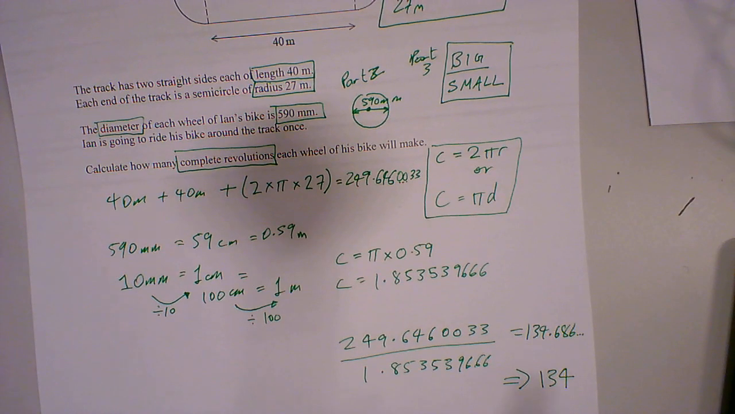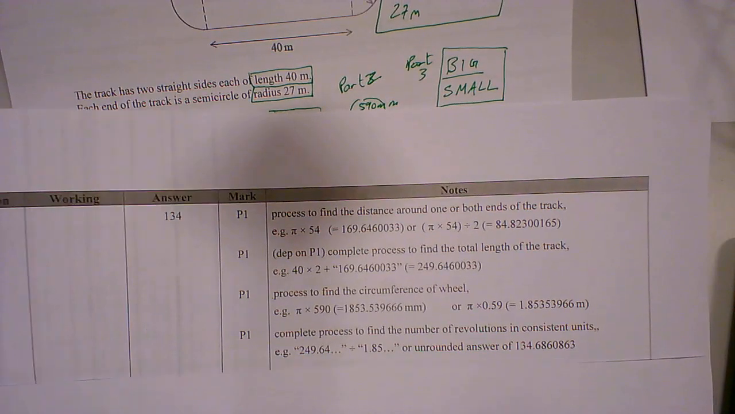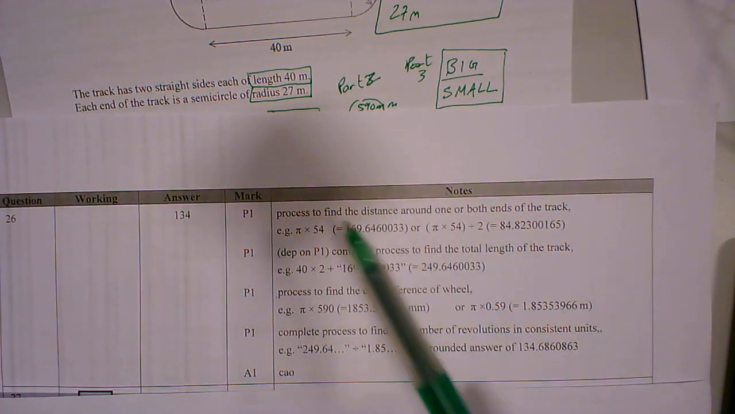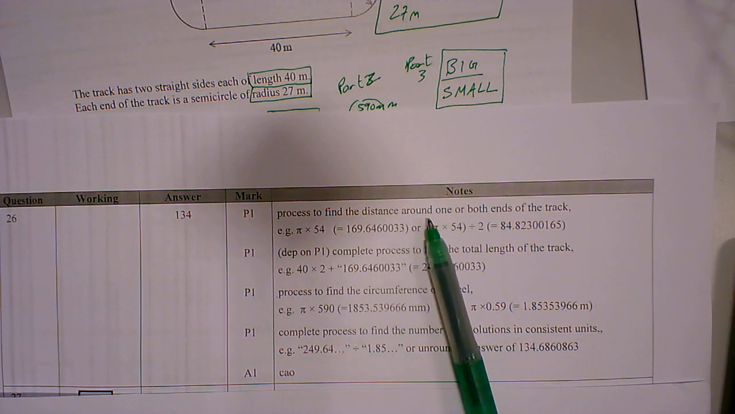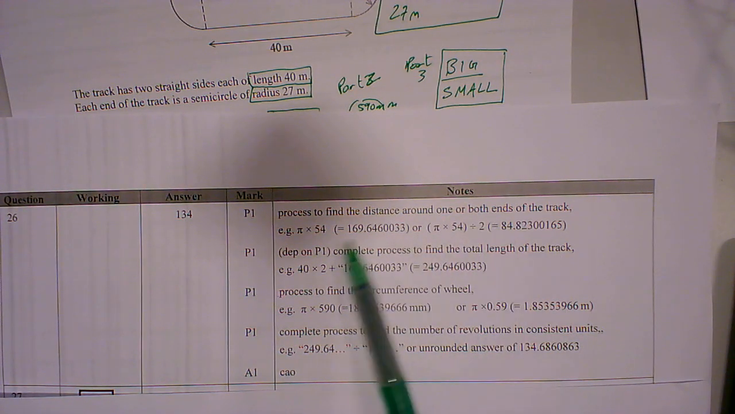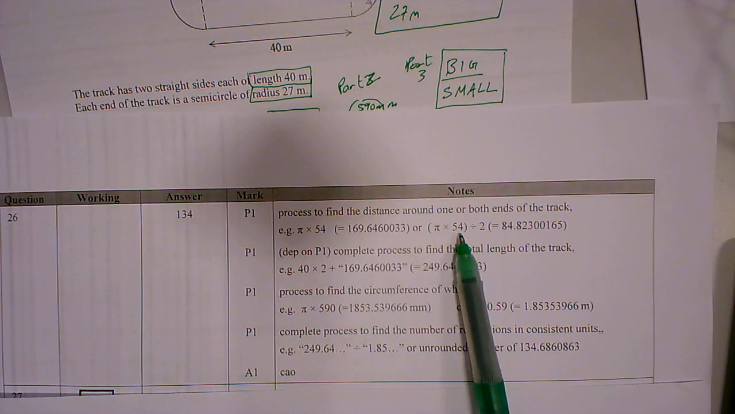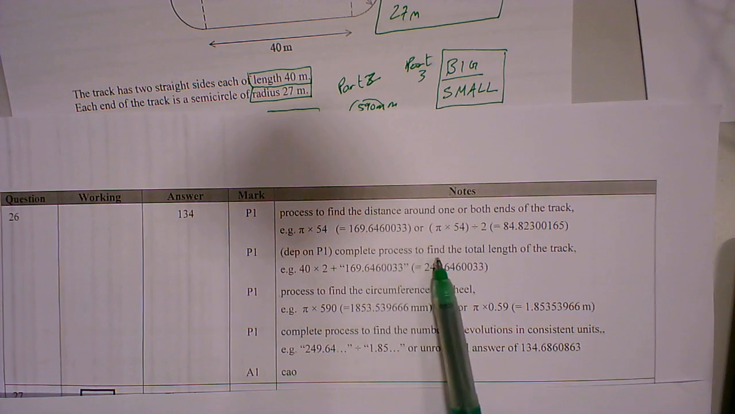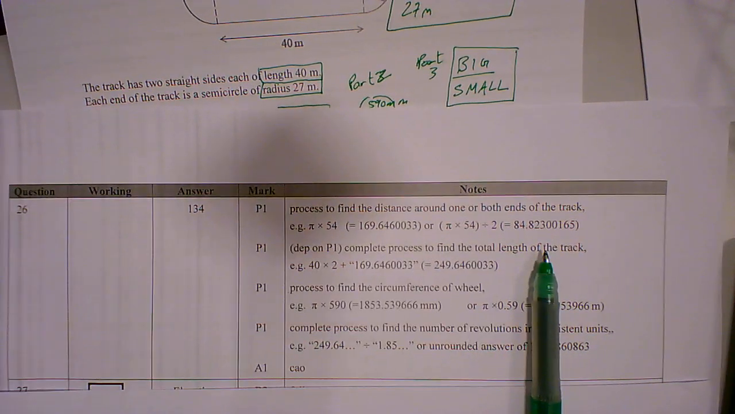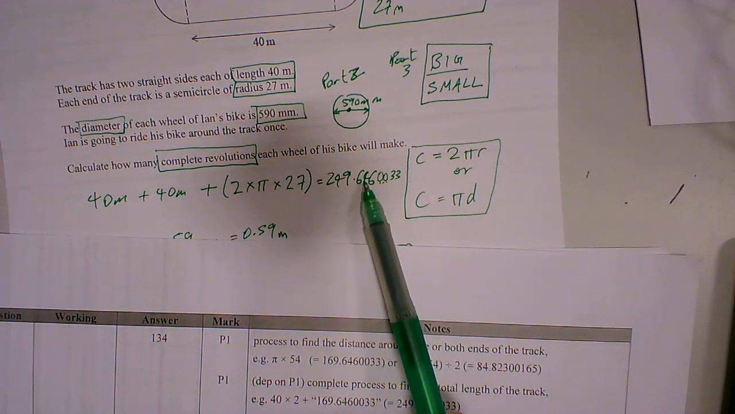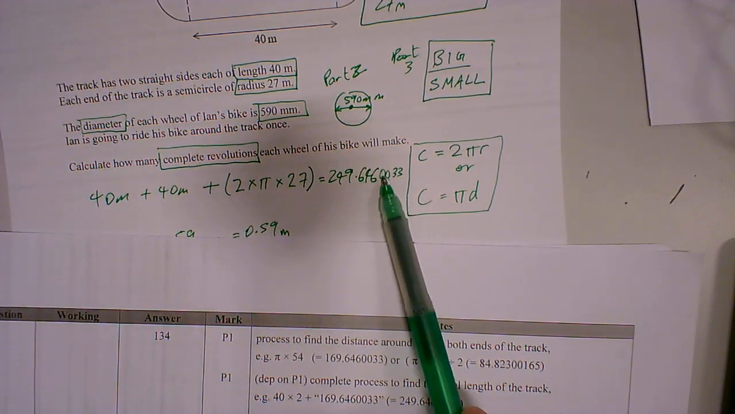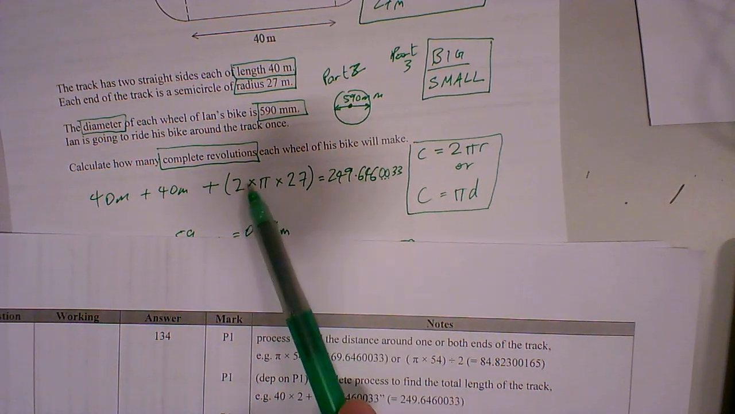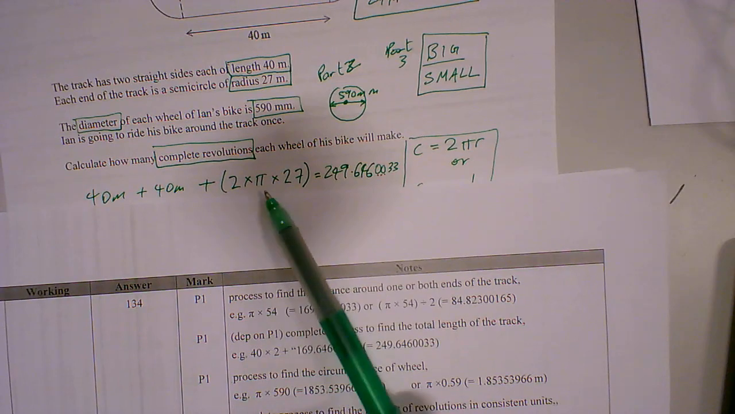Now just to look at the mark scheme and where you can get method marks. Here we've got a process to find the distance around one or both ends of the track, so you're trying to find the circle or semicircle. Then the second mark is for a complete process to find the total length of the track. So by getting 249 you get 2 process marks, including 2 times pi times 27.